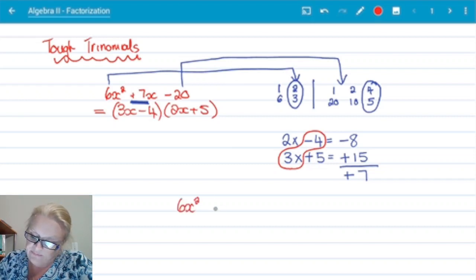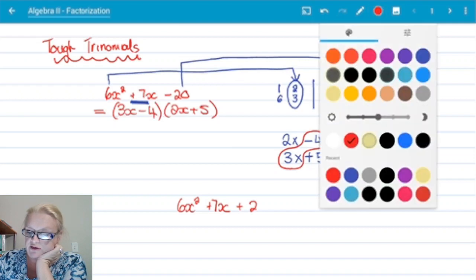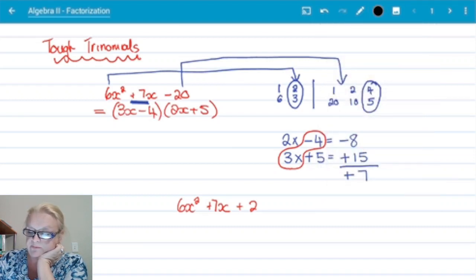6x squared plus 7x plus 2. All right. So what are we going to do? I'll do this guy in green. We take the factors of the first, 1 and 6, 2 and 3.